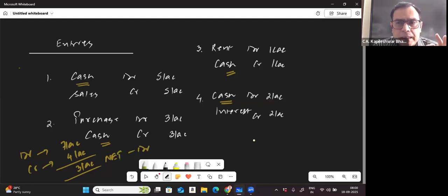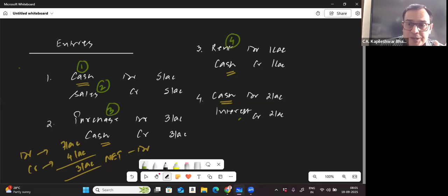Look at all the entries and count the different ledgers. Do not do any double counting. If the cash is appearing twice, thrice, don't count it double. We can say cash is 1, sales is 2, purchase is 3, rent is 4, and the interest is 5. So if you count the number of different accounts in this particular case, you'll easily reach the conclusion that there are 5 different accounts without repeat.